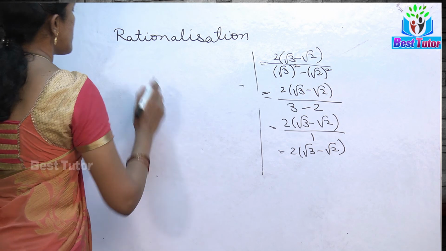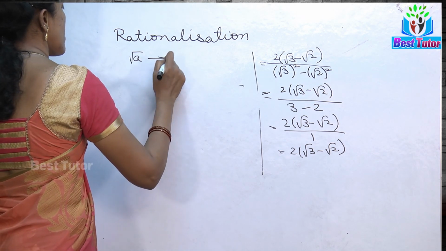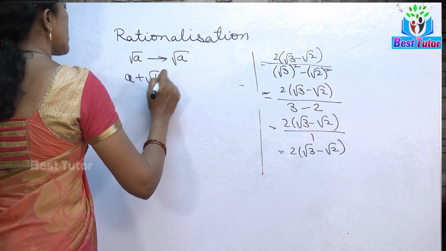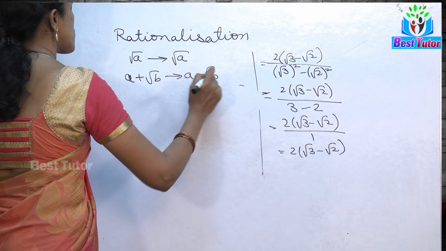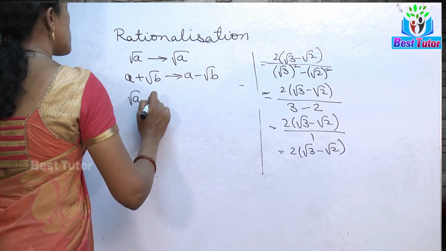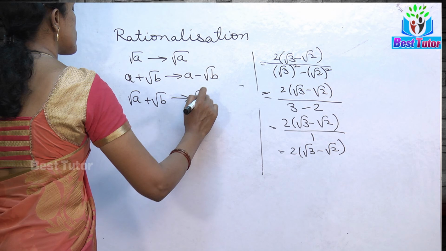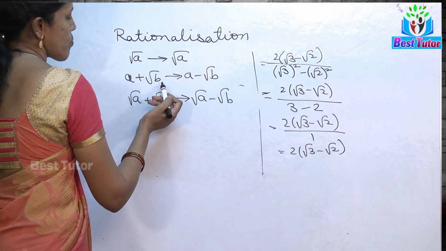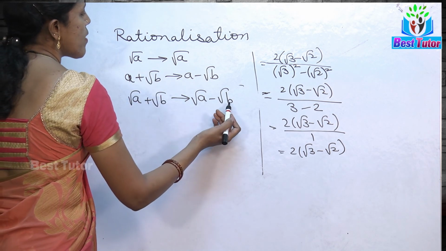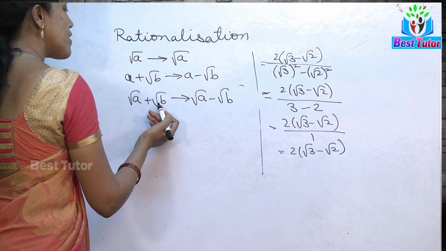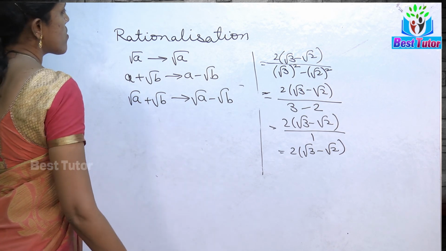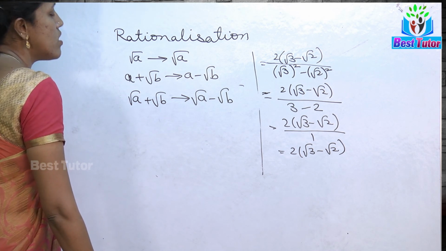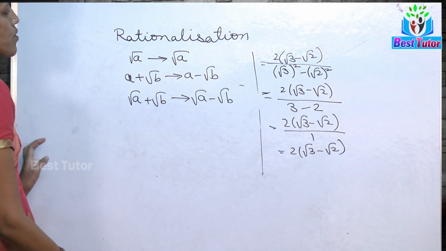So quickly recapping, root a plus root b will have a rationalizing factor of root a minus root b. Either way, root a minus root b has root a plus root b as its rationalizing factor. So this is the process of rationalization, or converting an irrational number into a rational number. Thank you.